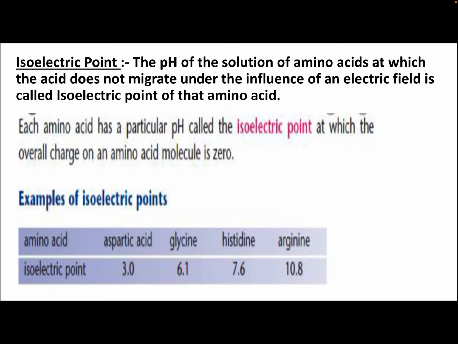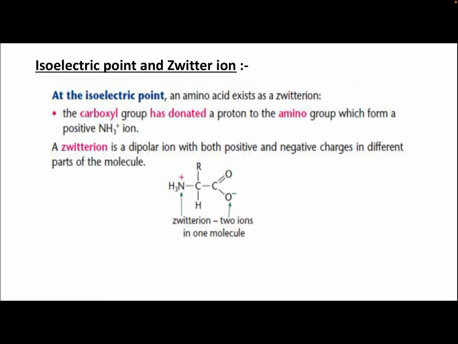So each amino acid has a different pH, that is the isoelectric point, at which the overall charge on an amino acid molecule is 0. That means positive and negative charges are equal, so the net charge is always 0 at the isoelectric point. Examples of isoelectric point: different amino acids have different isoelectric points. Aspartic acid has 3.0, glycine has 6.1, histidine has 7.6, and arginine has 10.6.